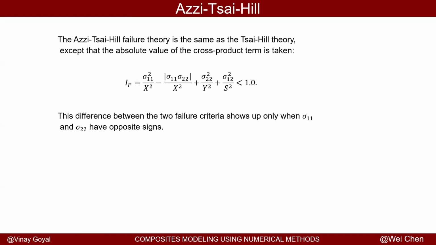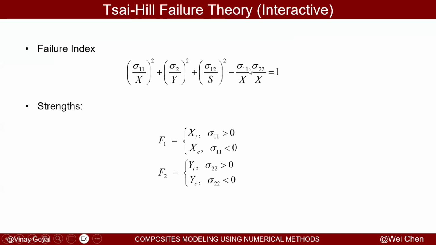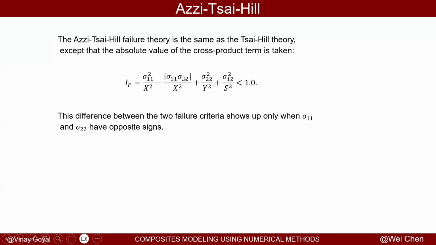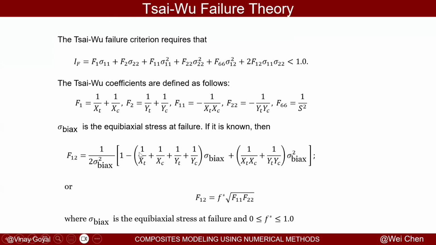You also have the Azzi-Tsai-Hill criteria, which is essentially the same thing as Tsai-Hill theory, except the absolute value of the cross product term is taken. So you can see here, this term will have an absolute value. Other than that, there's no difference in the theories. And there'll be differences in the results between the two failure criteria only when sigma 1,1 and sigma 2,2 have opposite signs. Here what I'm showing is Tsai-Wu failure theory.